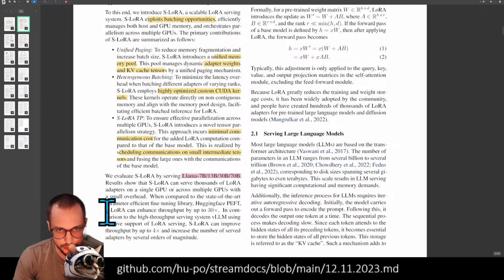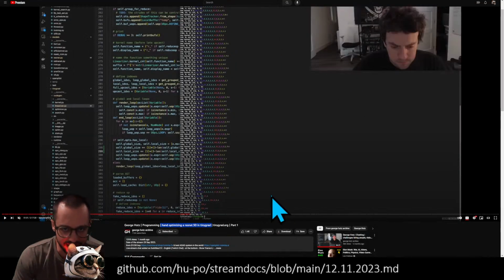S-LoRA can enhance throughput by up to 30x, and this just shows how crazy the speedups you can get here are. Even for HOTS, right? He's not a one-man team. He's got a little open source community around him, but he gets these kinds of speedups all the time. He gets 10x speedups, 20x speedups, right? So this stuff is not that efficient.